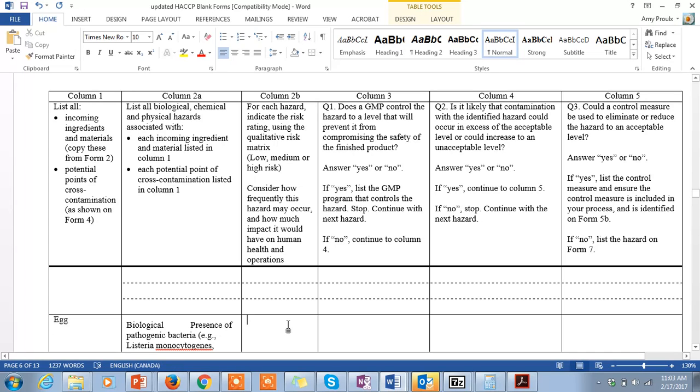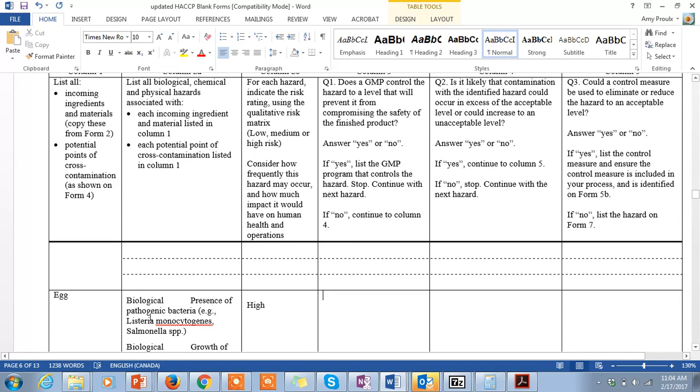So is there a potential for pathogenic bacteria? And could those bacteria cause harm of a reasonably high severity? So yes, most egg product has the potential for bacterial contamination, and that bacterial contamination can cause significant illness. So I would say high. Now the question is, I went with unpasteurized frozen egg.